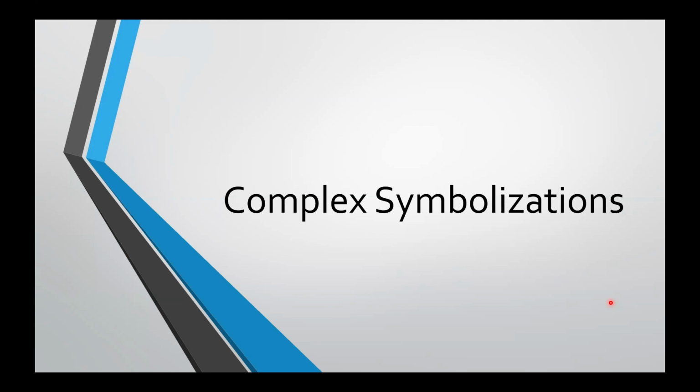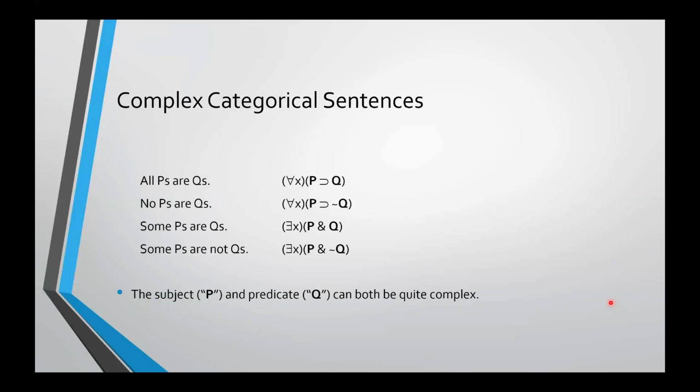In this video, we're going to look at symbolizing some more complex sentences into PL. So remember the four types of categorical sentences that we looked at in the last video. And here the P's are referred to as the subject and the Q's are referred to as the predicate. These are the traditional medieval terms that the logicians who first studied these came up with.